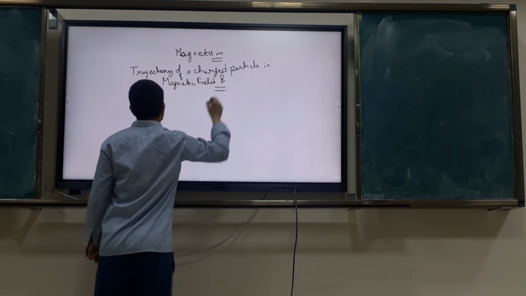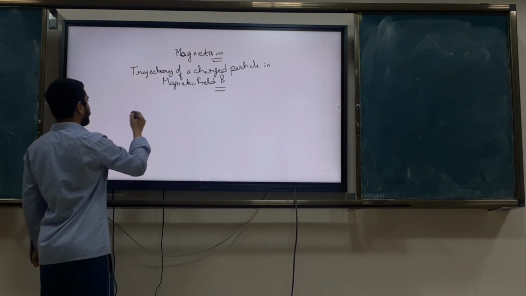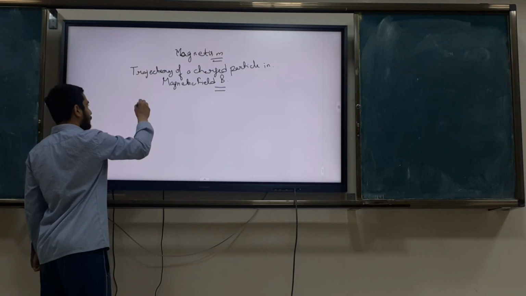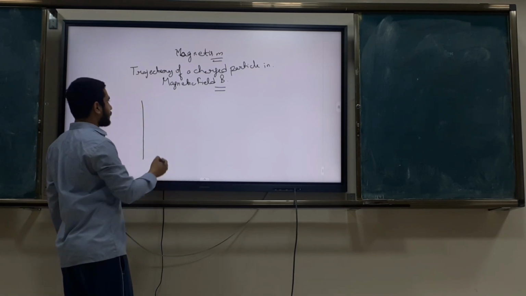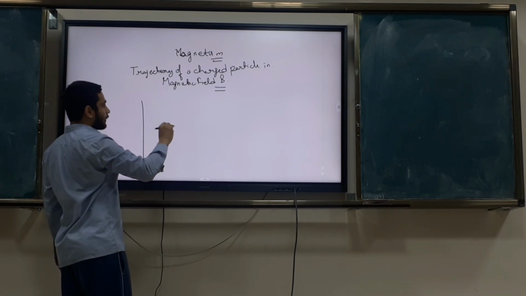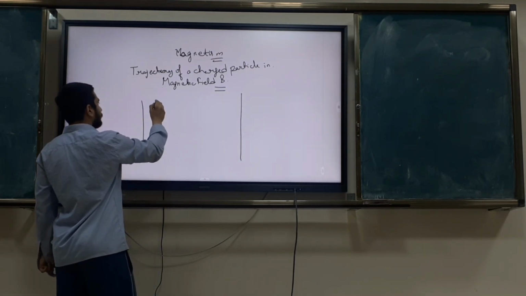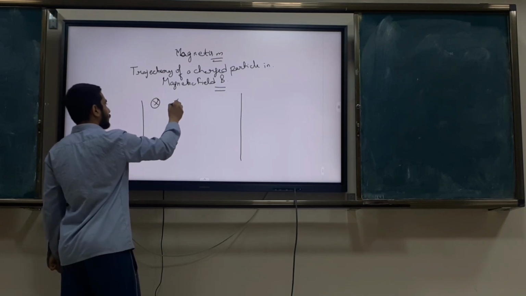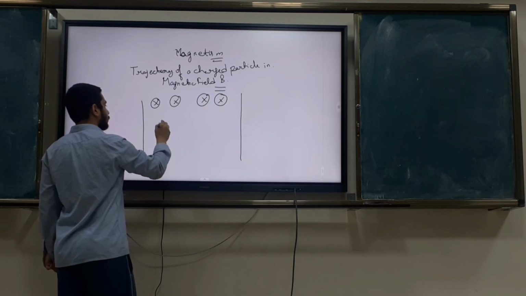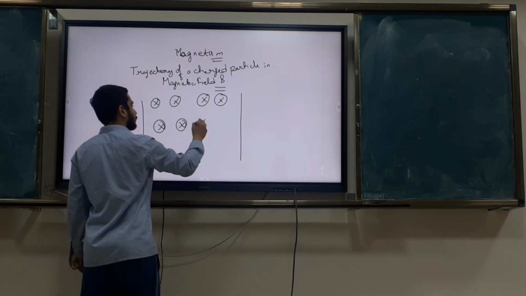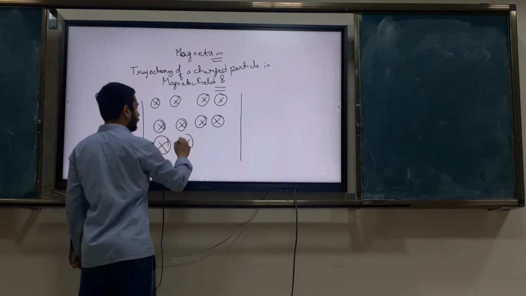Suppose that there is a magnetic field B which is everywhere. Suppose that there are some partitions like this. Firstly we will see without partition, where there is a magnetic field B everywhere. This sign represents that the magnetic field is inside the plane. We will see different examples of how the trajectory of a charged particle will be.